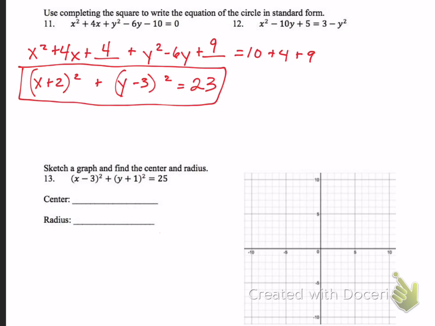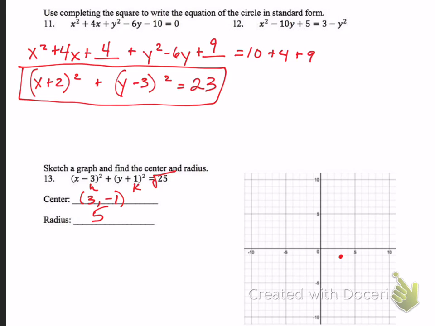Okay, and then last one, let's look at number 13, just graphing it. So based off of this equation, what would my center be? So we have H and we have K. It would be at 3, -1. So I'm going to go right 3, down 1. And my radius is going to be the square root of 25, which would just be 5.